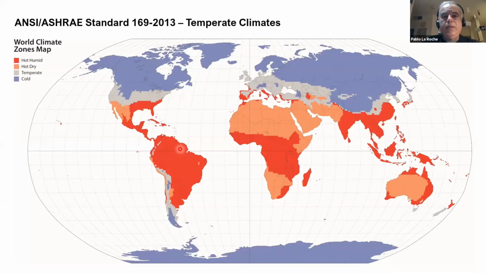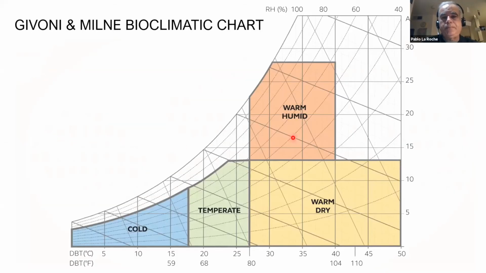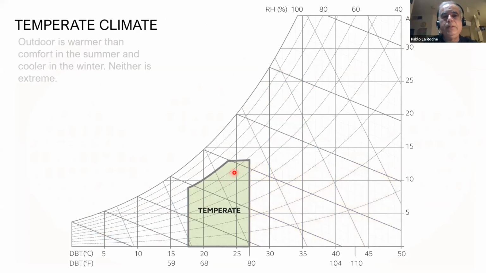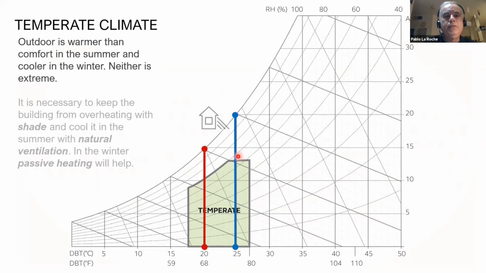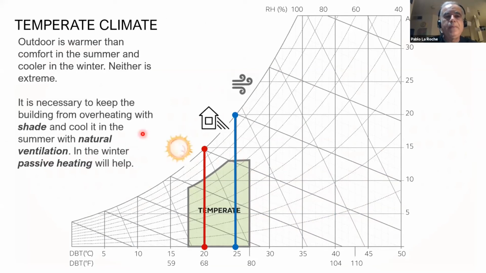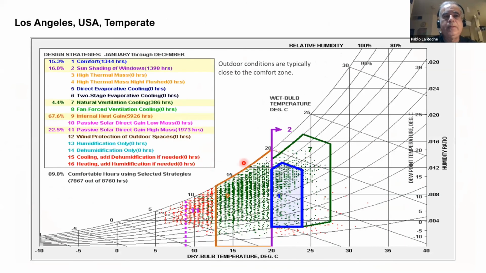If we go to a temperate climate, conditions are close to the comfort zone. It's really interesting because in the summer, it's a little bit warmer than comfort and a little bit cooler in the winter than comfort. So what we need to do is keep the building from overheating with shade in the summer and cool it with natural ventilation. And in the winter, some sort of passive heating will help. An example is Los Angeles, California. You can see the comfort zone, and you can see that we're pretty close to the comfort zone all year, and some passive heating and natural ventilation is going to help.